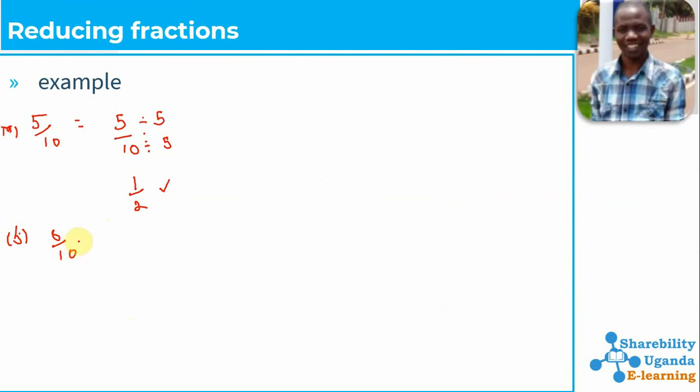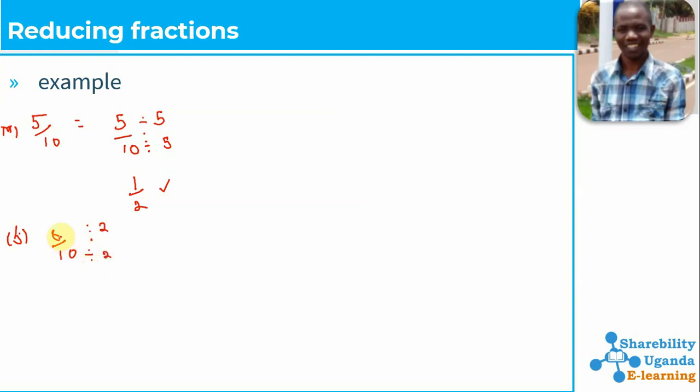We have our 8 out of 10. Then we also look out for a factor that can divide all of them. Which factor can divide 8 and 10? We have a 2. Also here we have a 2.